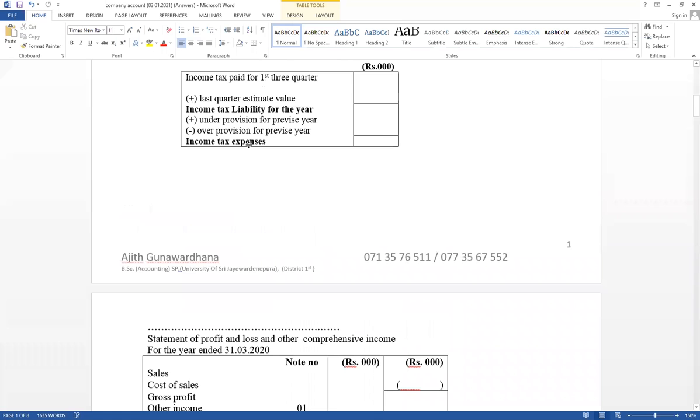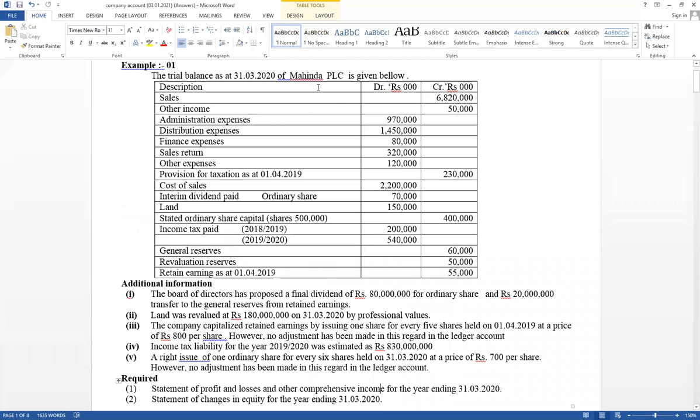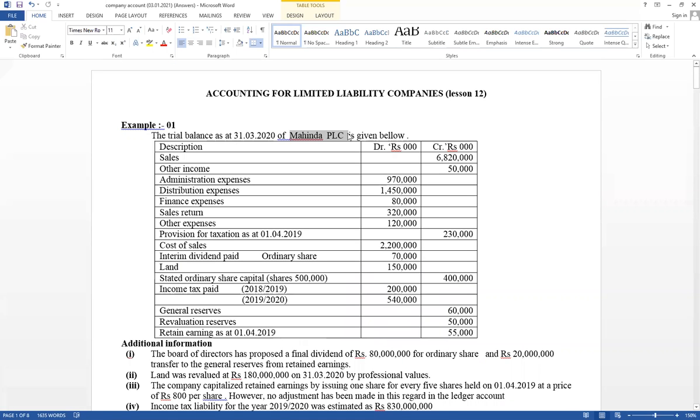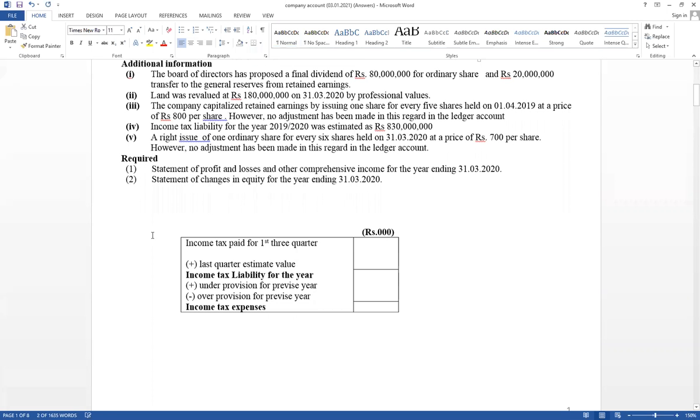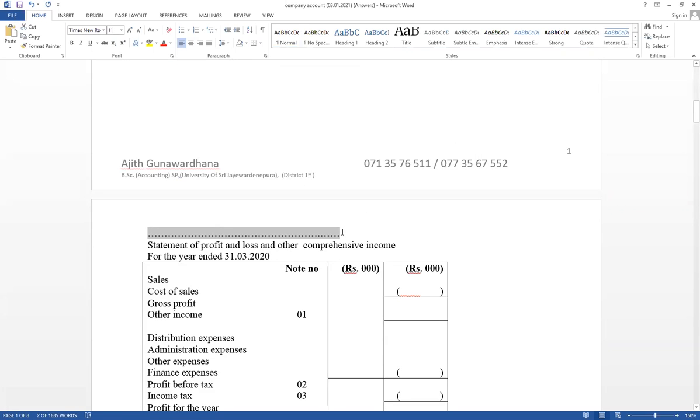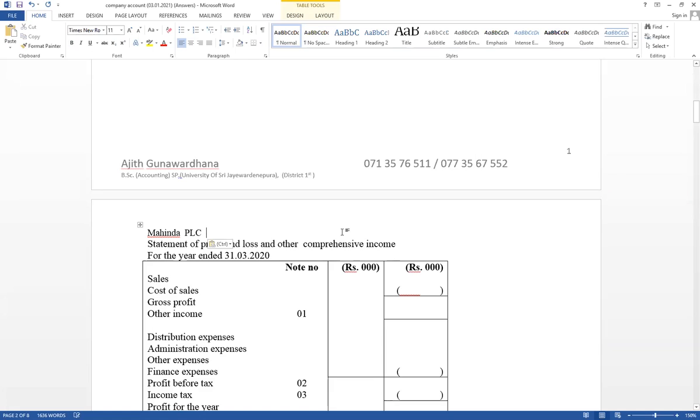Think about this example, the name, it has given Mahindra PLC. Based on the entity concept, we have to provide information about the business, not the owner's private information. Therefore, name of the business, Mahindra PLC. The name should be written based on the entity concept. They ask in the MCQ paper. And the statement of profit and loss and other comprehensive income for the year ended 31st March 20, you have to write based on the periodicity concept. Periodicity concept, for the year ended 31st March 20. They ask in the MCQ paper. Think about the concept also.